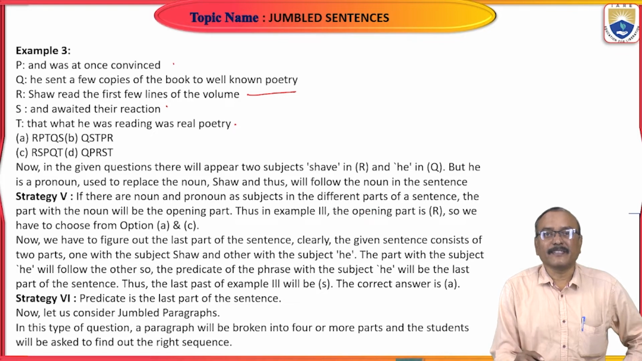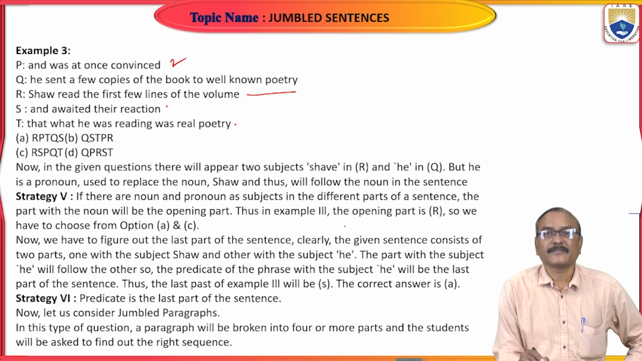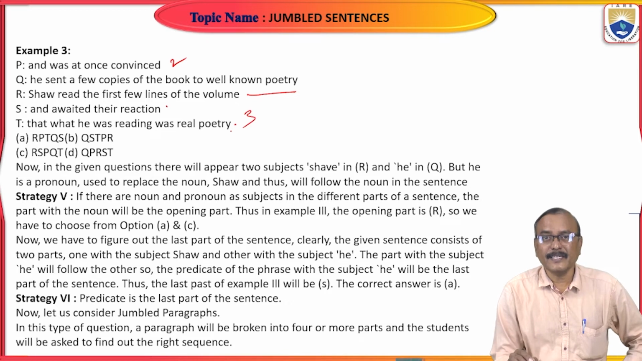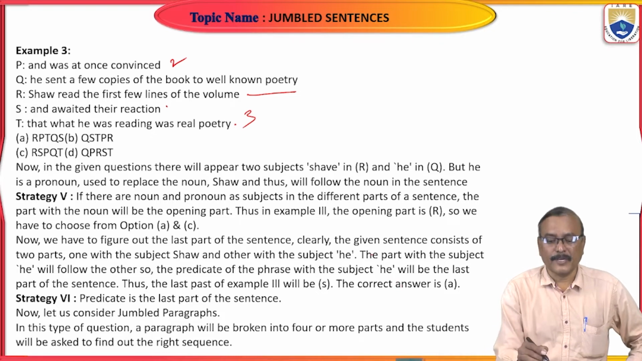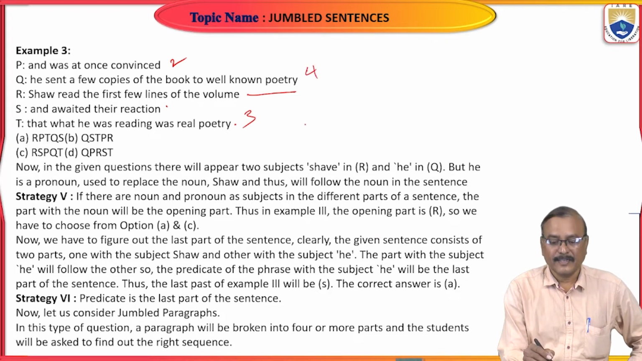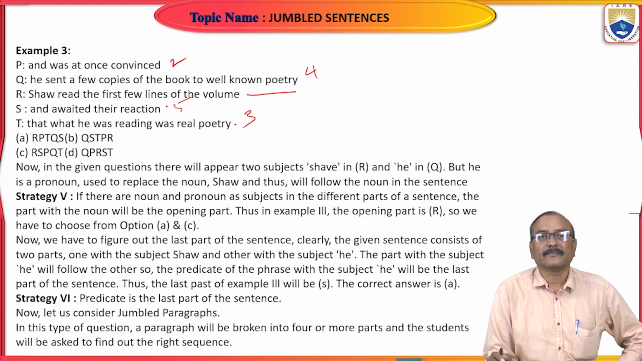R is followed by P in option A. Shah read the first few lines of the volume and was at once convinced that what he was reading was real poetry. He was convinced that what he was reading was real poetry. Then he sent a few copies of the book to well-known poets, and awaited their reaction. Is it clear? So this is the order. Is it clear now?